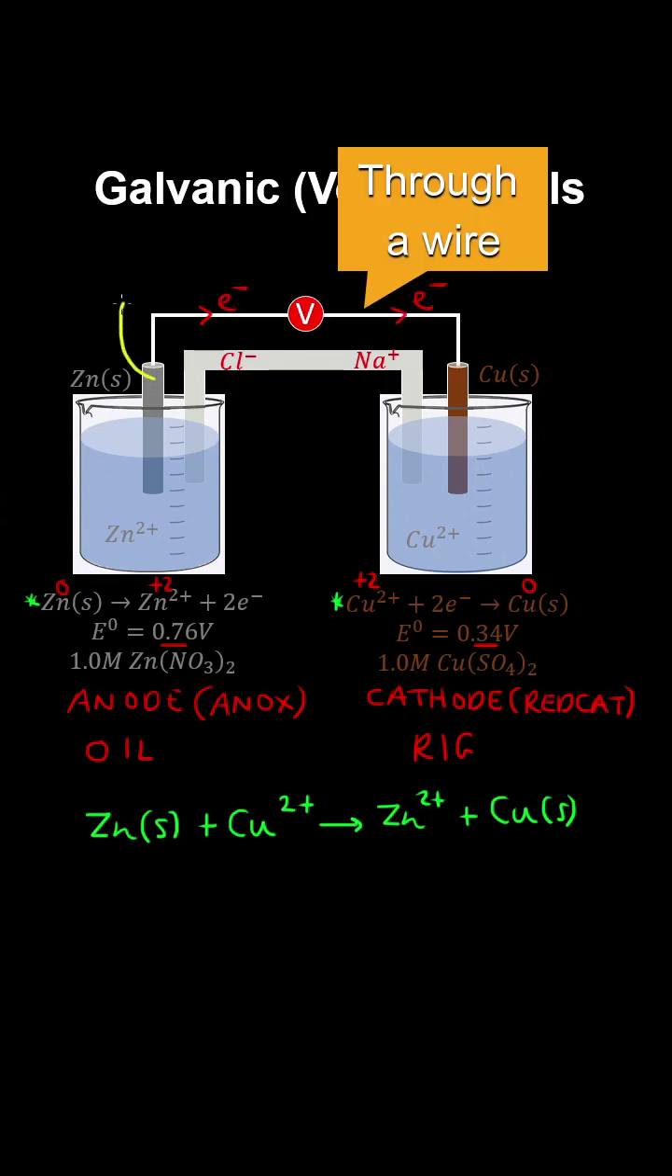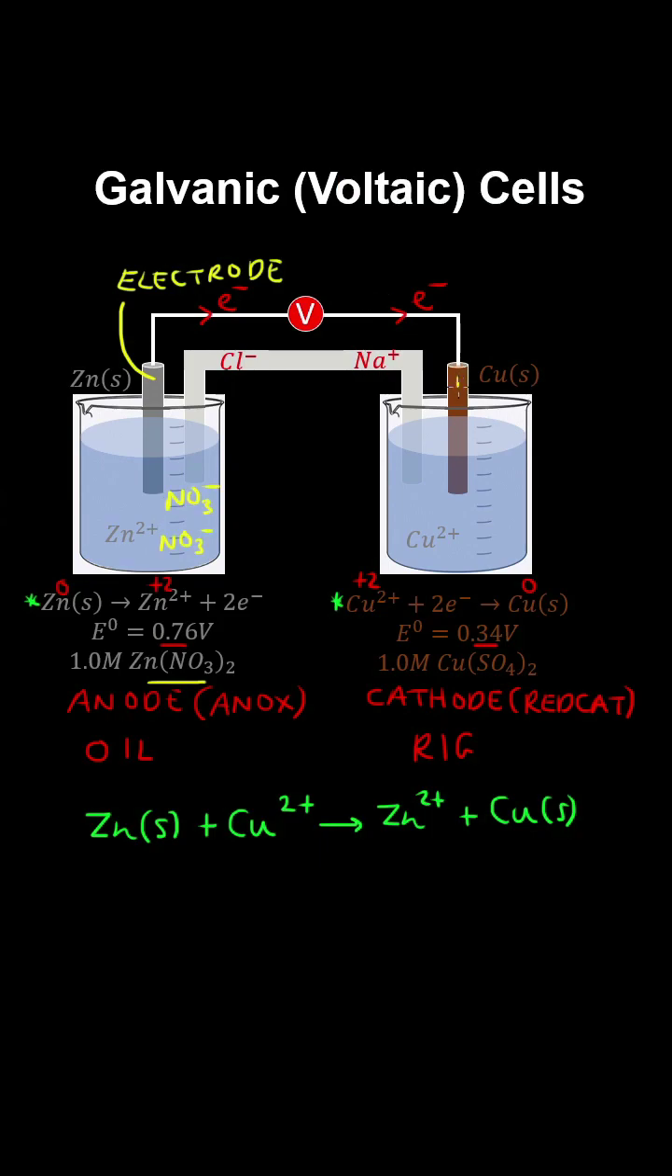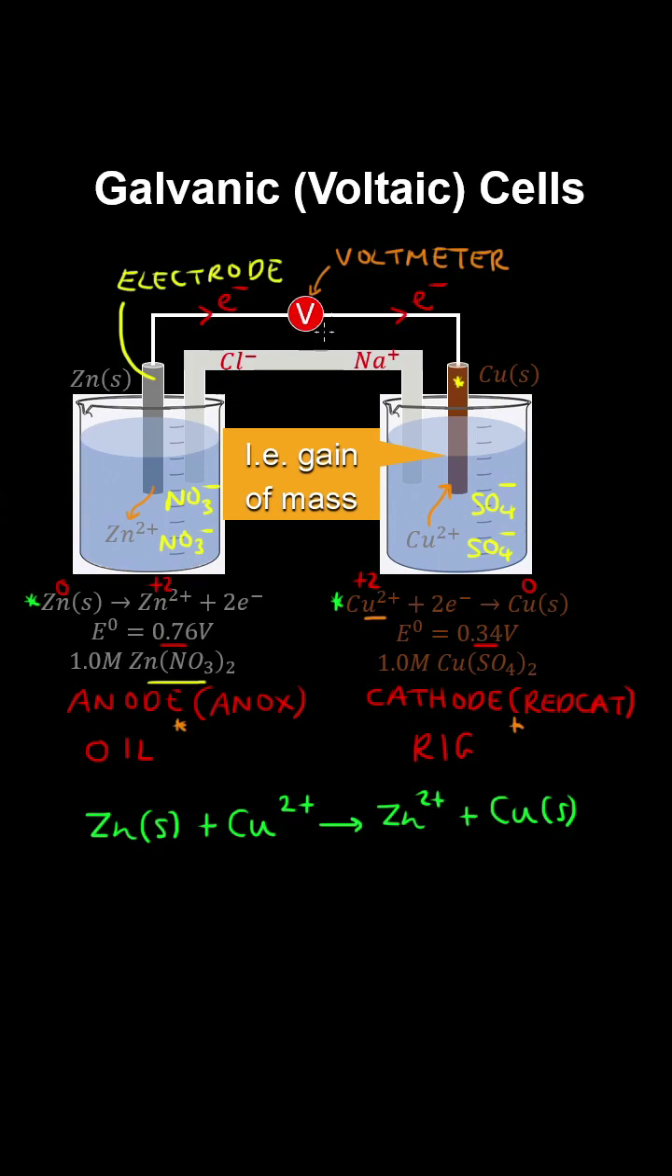Now at the anode, we have an electrode in a zinc nitrate solution, and at the cathode we have a copper electrode in a copper(II) sulfate solution. So when zinc is oxidized, you have solid zinc converting to zinc ions in the solution, and when copper is reduced, you have copper ions attaching to the copper electrode. And here we have a voltmeter to measure the voltage.